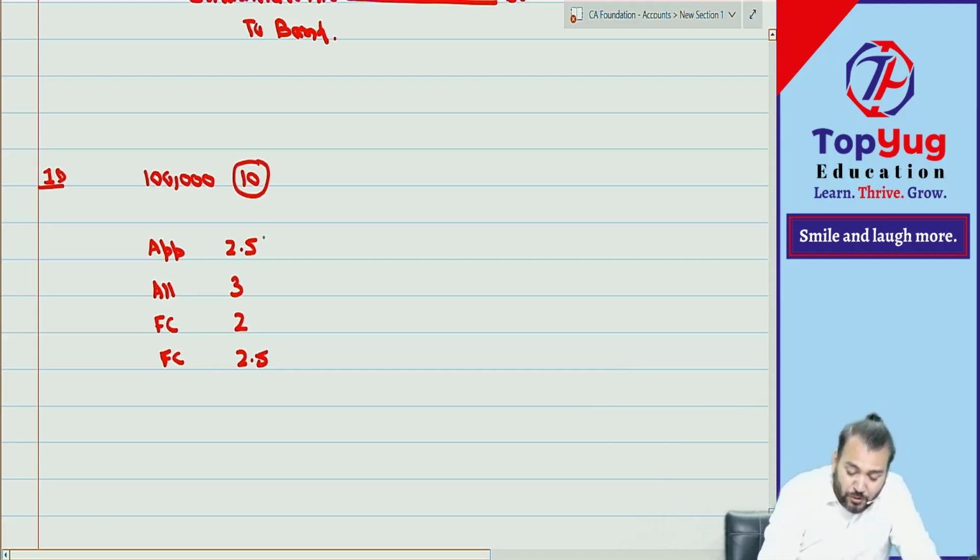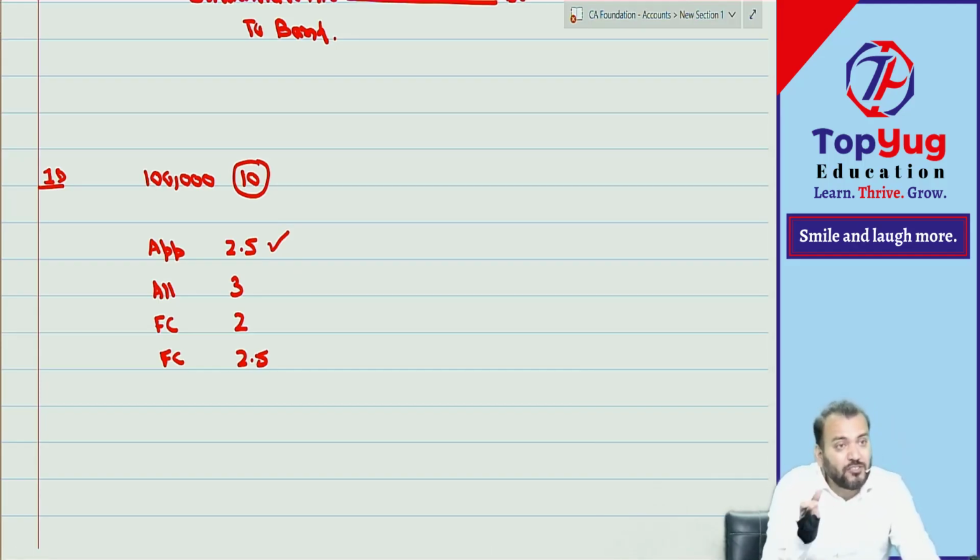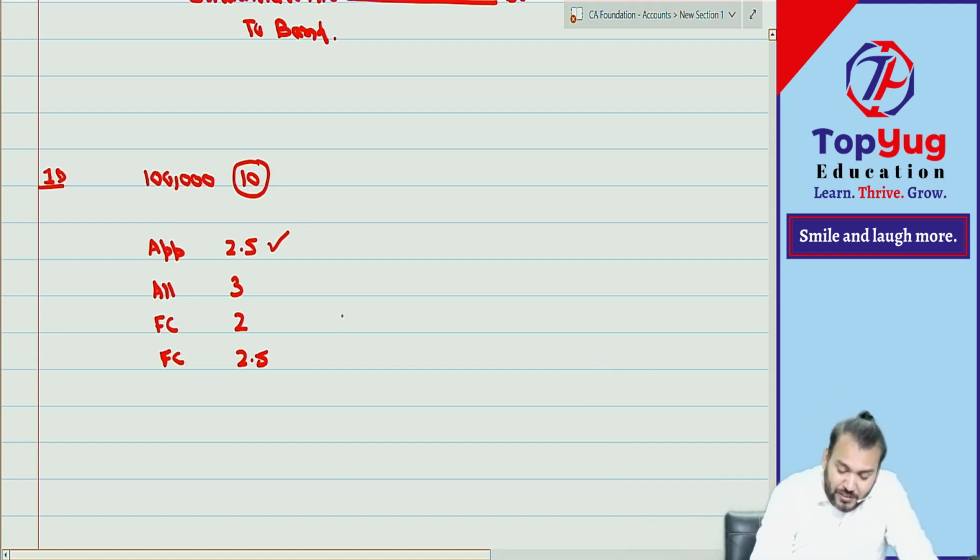So sometimes we make a mistake in this amount only. Instead of 2.5, we'll take 2. The entire solution becomes wrong, no? So first be careful about this. Application how much, allotment how much, first call how much, final call how much. Correct? Then you can write down here only. There is one shareholder holding how many shares?